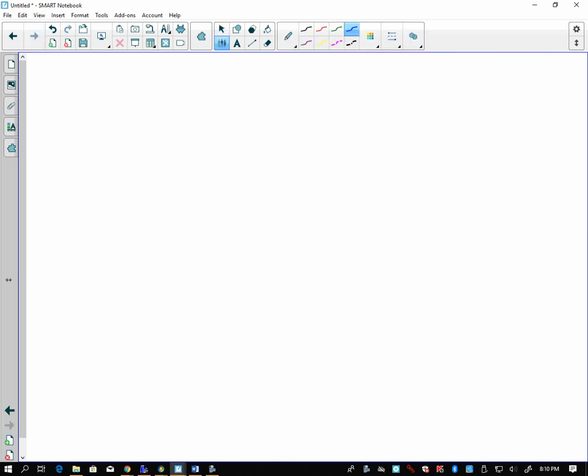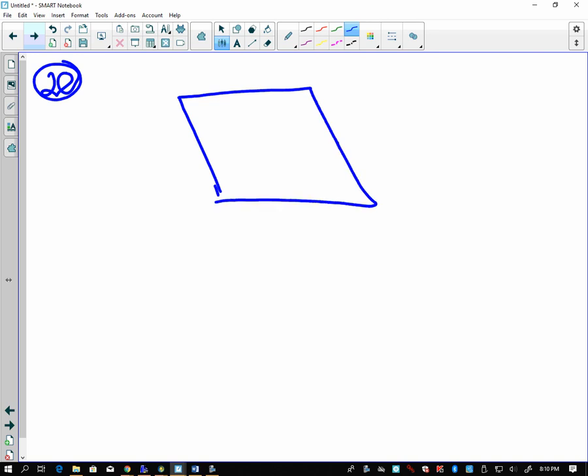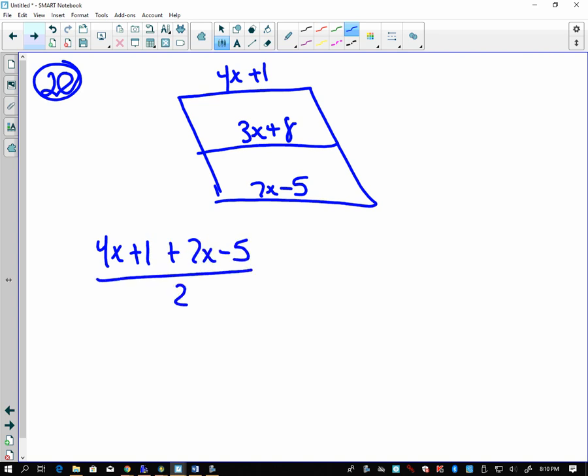Okay, 20. You've got a figure that looks like this, with a line across here: 4x plus 1, 7x minus 5, and 3x plus 8. Your top and bottom added together divided by 2, the average of your top and bottom, is your mid-segment, or the median, of this particular trapezoid. So 4x plus 1 plus 7x minus 5, divided by 2, equals 3x plus 8. They want to know what x is.